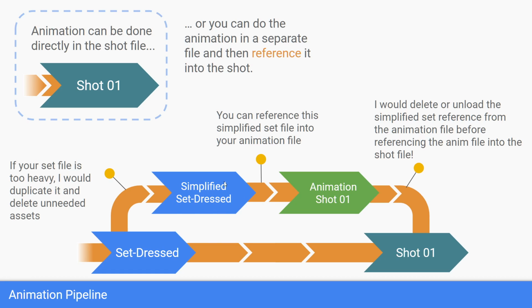So the simplified set dress file is referenced into an animation shot file. This is where you're actually doing the animation. And then that animation file is referenced into the shot file.